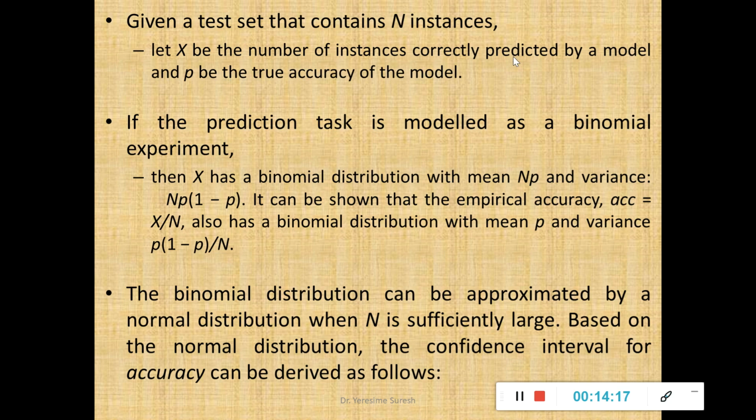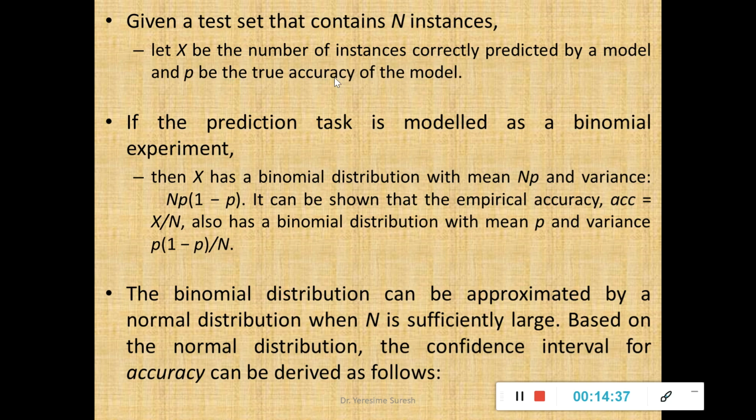You can calculate these values from your two-way contingency matrix or confusion matrix. And p is the true accuracy of the model. How to find the accuracy of a given model, we have discussed in the first class of classification, wherein accuracy is the number of correct predictions divided by the total number of predictions. What is the value of the number of correct predictions?